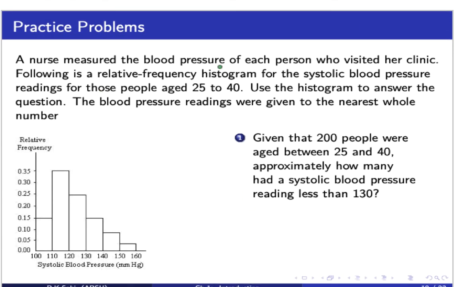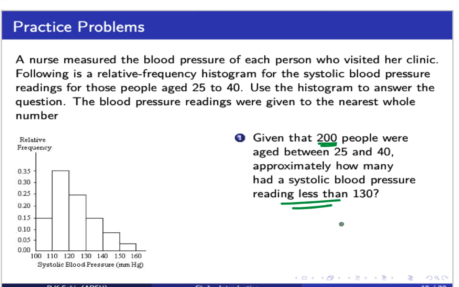A nurse measured this, I'm just repeating the same problem. In this one, a nurse measures the blood pressure of every person who visited a clinic, and she created a relative frequency histogram. Now this is one of the questions being asked. It says, given that 200 people were aged between 25 and 40, so basically this all is representing all the 200 people. We would like to know how many had a systolic blood pressure reading less than 130.